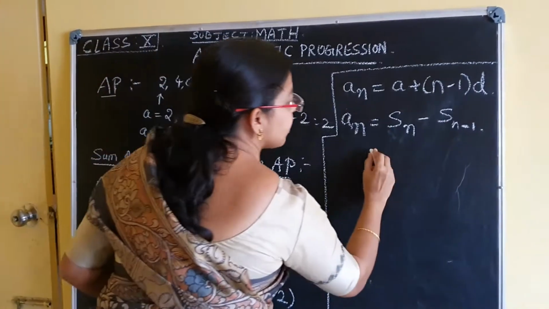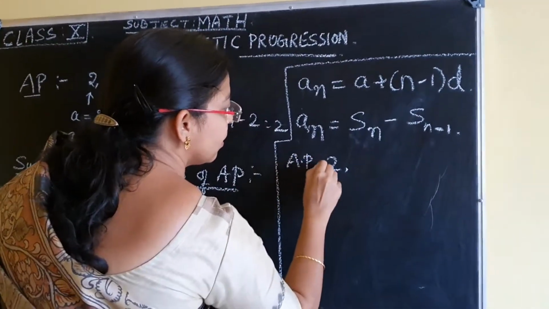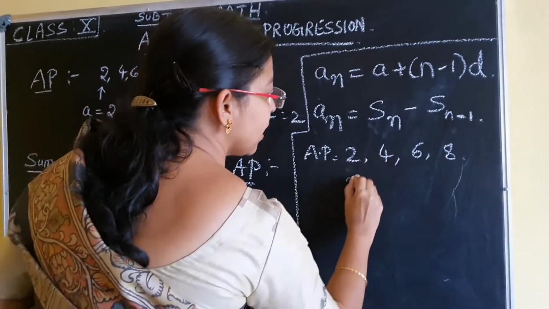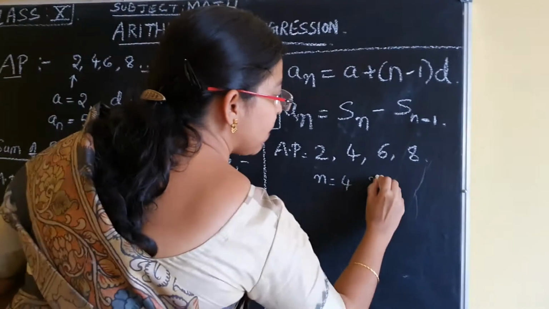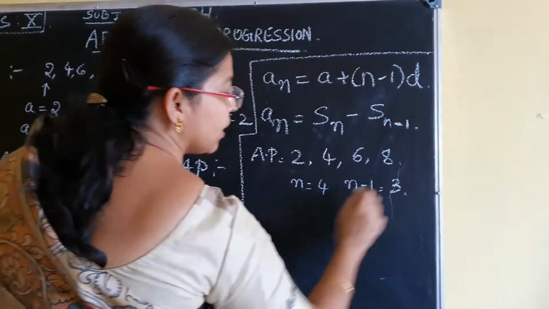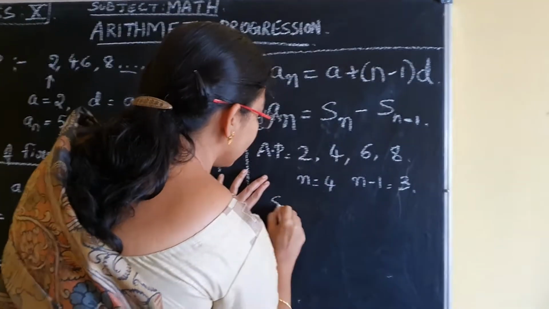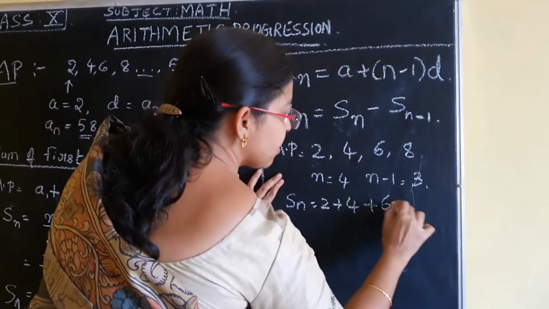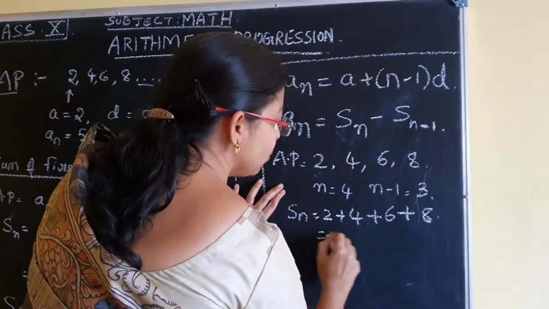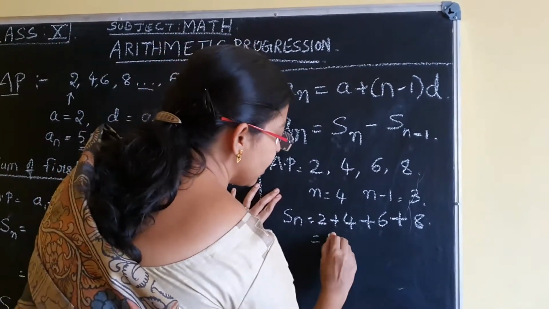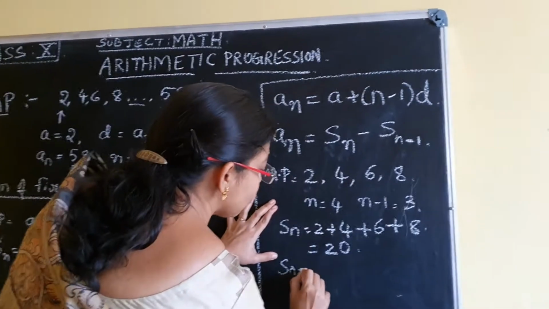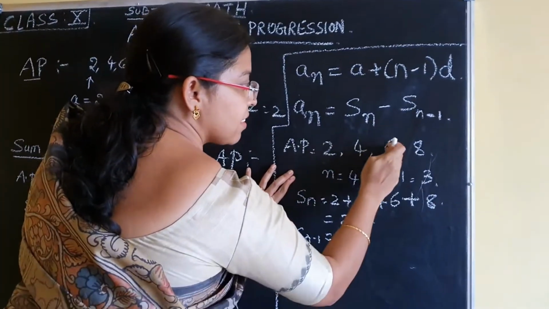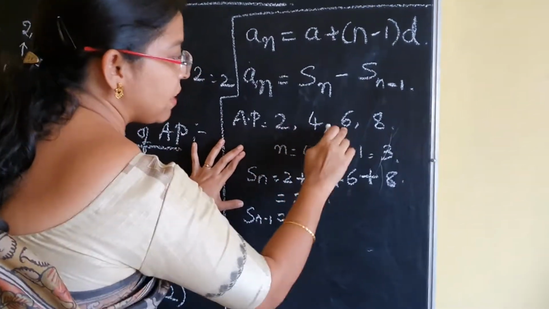We will take the finite series of the AP 2, 4, 6, 8. Here there are 4 terms, n is 4. What is n minus 1? 3. So now what is Sn? Add these: 2 plus 4 plus 6 plus 8. That will give you 6, 6 plus 6 is 12, 12 plus 8 is 20. S n minus 1 is only up to the third term: 2 plus 4 plus 6.